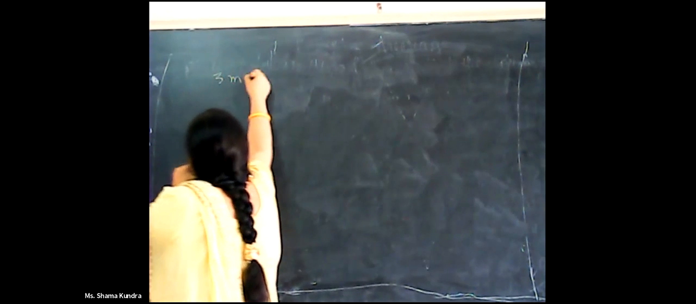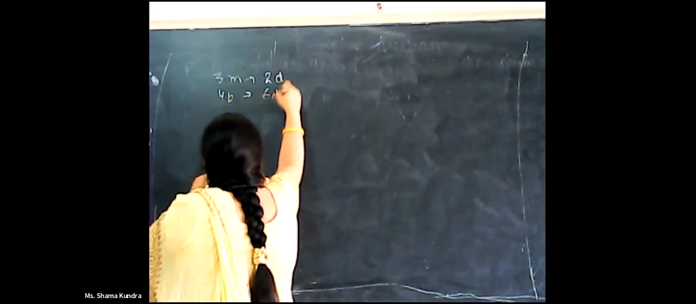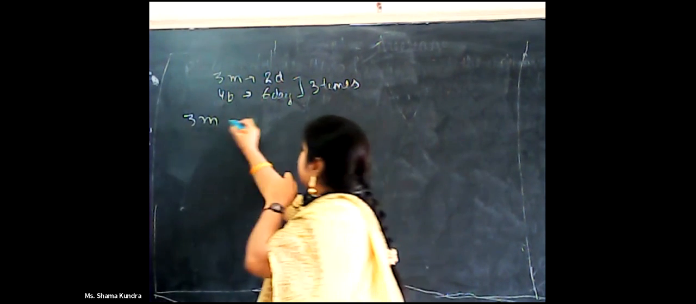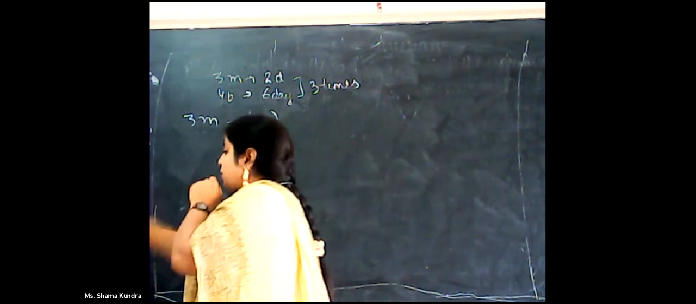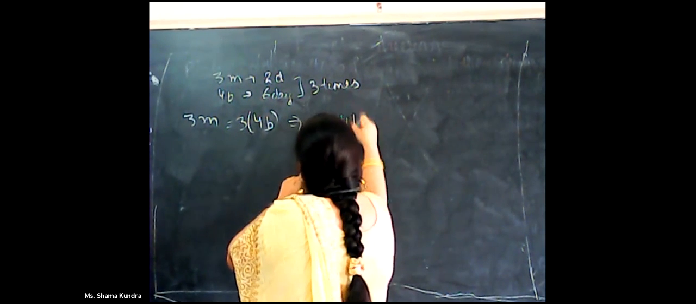See, 3 men, 2 days, 4 boys, 6 days. This is 3 times. Now, 3 men, 3 times boys means 3 times the number of boys, 4b. What will you get? 3 will be cancelled out. Man will be 4 times boys.